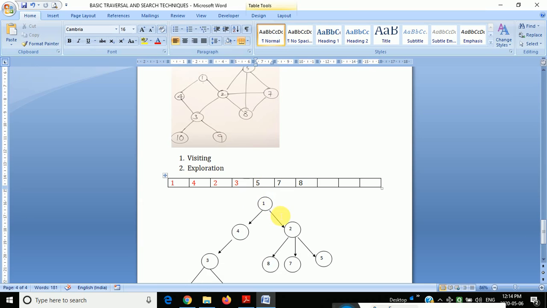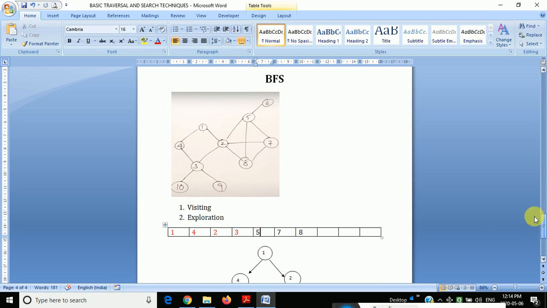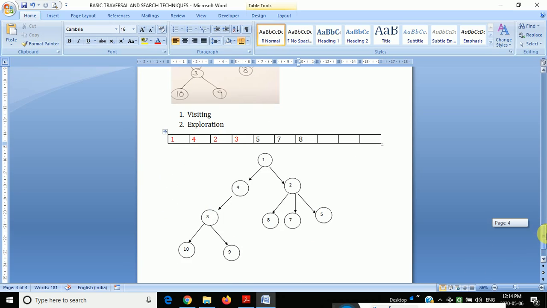Next is the 5th one. 5 we have to visit. So 5 is connected to 7, we have to explore it. 5 is connected to 7, it's already there. 5 is connected to 8, it's already there. Everything is there. Then what remains? Sorry, we forgot to write that 3 is connected to 9 and 10. We'll write 9 and 10 here. Okay, so next 5 is there, we have to visit and explore it.